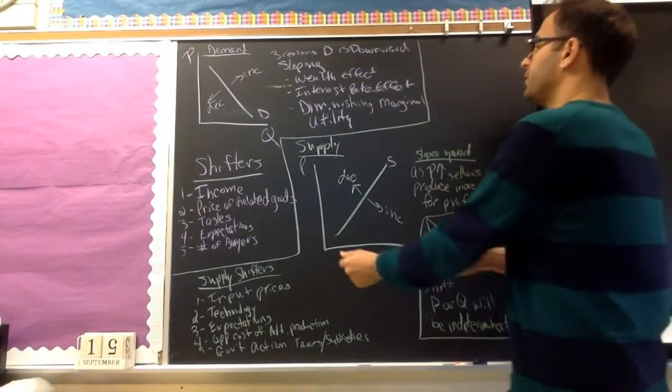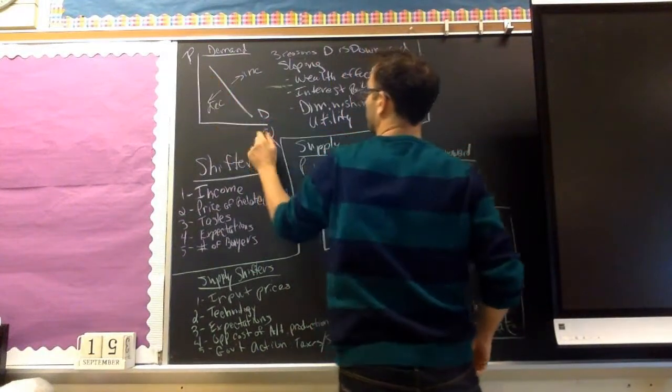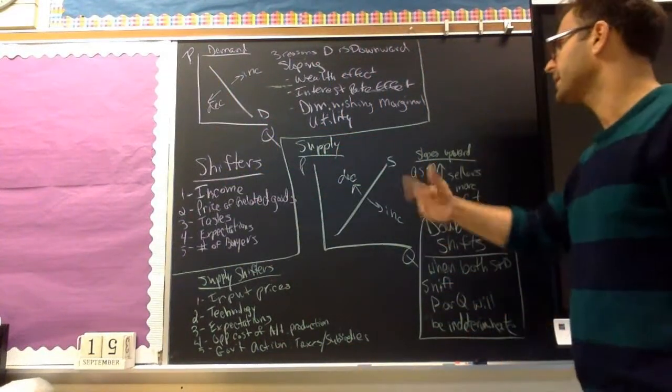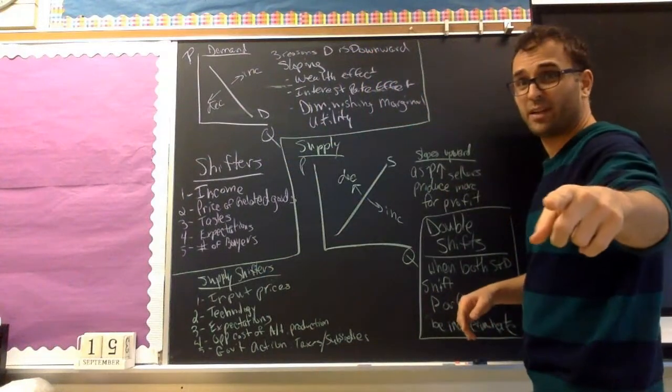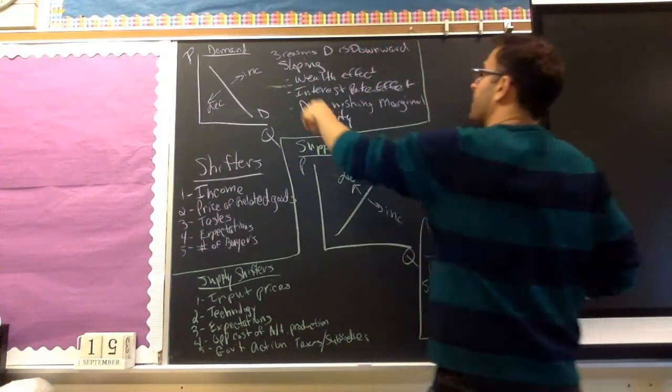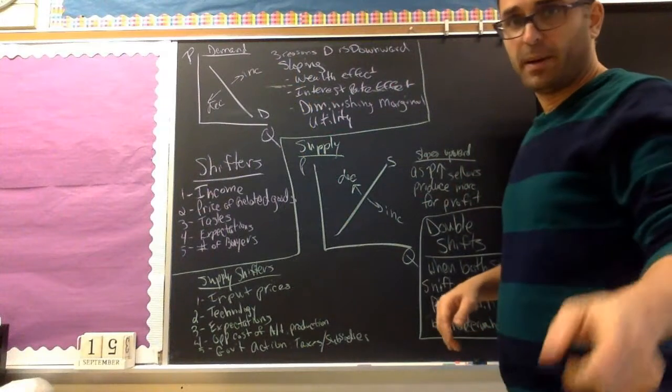So let's look at demand first. It's a downward sloping negative curve. Why? If price and quantity are your x and y axis, there are three reasons why demand is downward sloping. You got to know them. You're going to get a question on them on the AP exam. The wealth effect, interest rate effect, and diminishing marginal utility. If you don't know them, look them up.